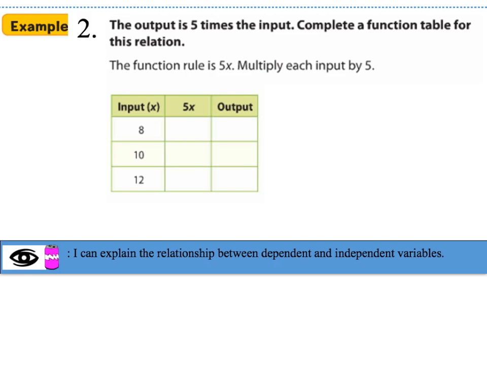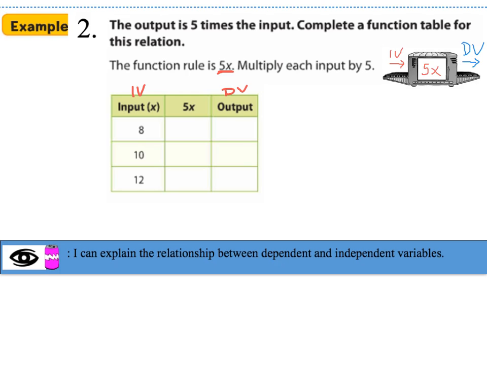For example 2, it says the output is 5 times the input. Complete a function table for this relation. Then they say that the function rule is 5x. So this 5x means 5 times x. And that is the relationship between the input and the output. So we're going to multiply each input by 5. So I'm going to identify the input as the independent variable and the output as the dependent variable.